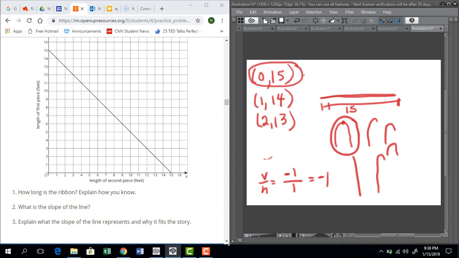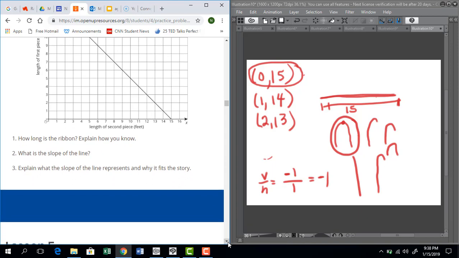Okay, and I think that is all of lesson 4. Practice problems lesson 4.